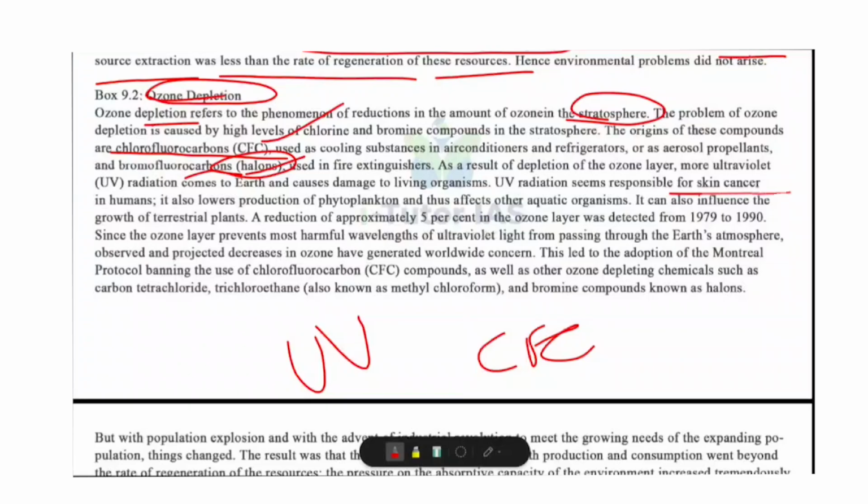What about marine life? How will it affect marine life? It damages phytoplankton, affecting the entire aquatic food chain. And it also affects plants by hindering the growth of industrial plants. Between 1979 and 1990, the ozone layer decreased by about 5%. To combat this, the Montreal Protocol was adopted, which banned the use of CFCs and other ozone depleting substances. This is a global effort to protect the ozone layer and life on Earth.